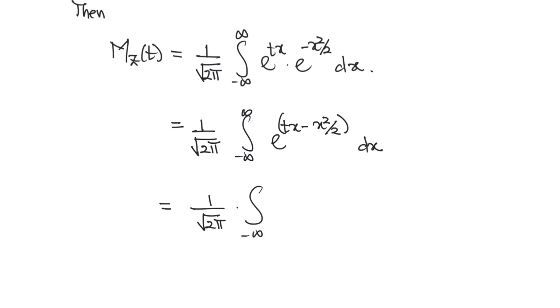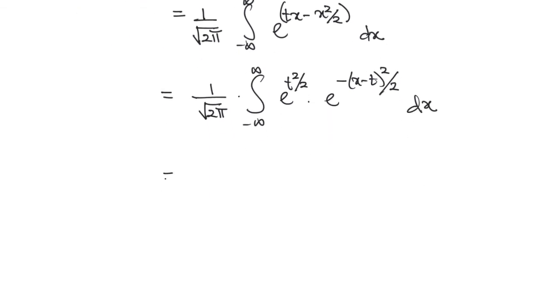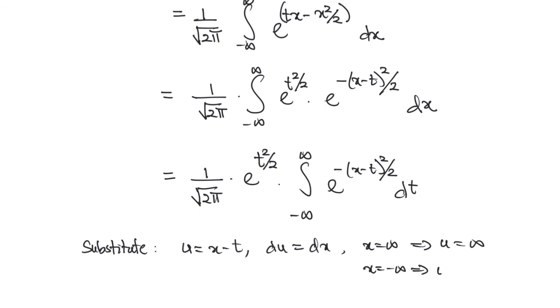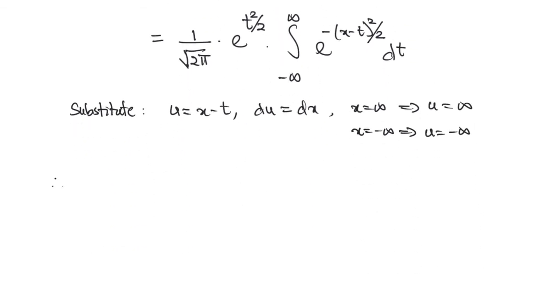Following through with these calculations, we will have to complete the square of the terms in the exponents, right? And we can pull out e to the t squared over 2 as a result, and do a change of variables where we will set u equals x minus t. du ends up being equal to dx. x equals infinity implies u equals infinity. x equals minus infinity implies u equals minus infinity.